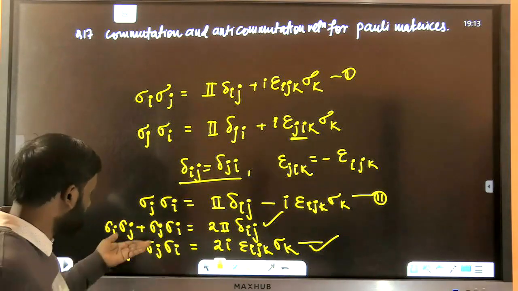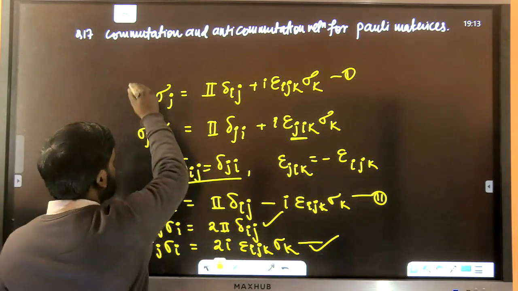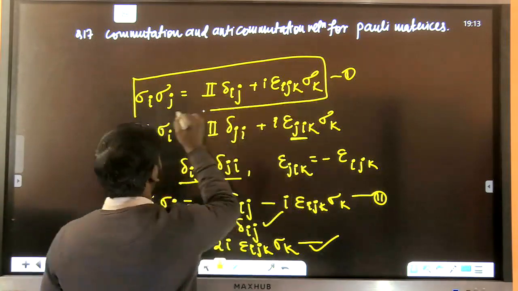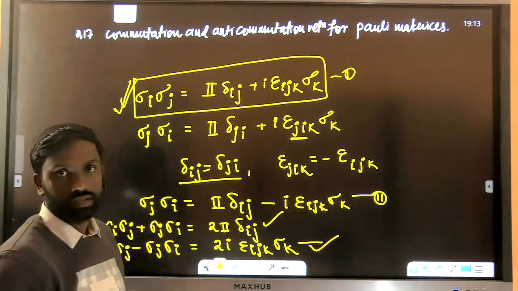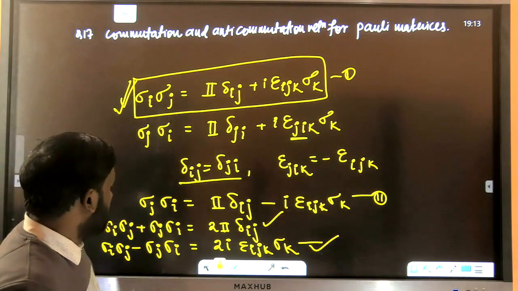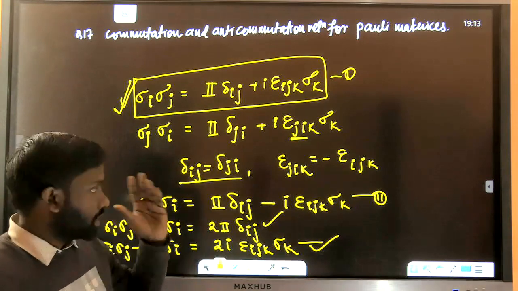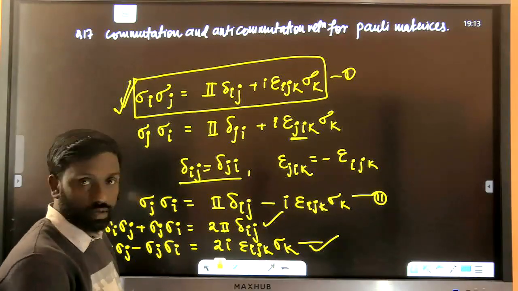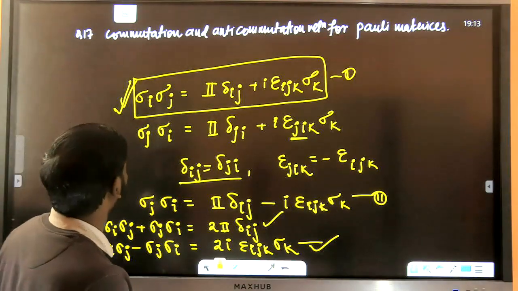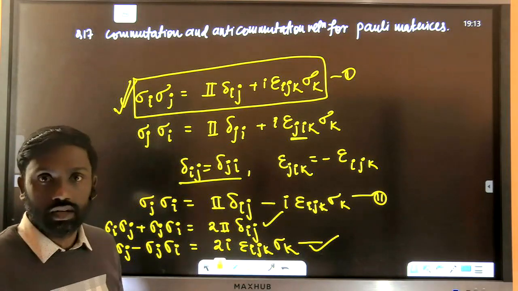So you don't have to memorize all these things. You just have to keep this in mind. So this is the basic relation for Pauli matrices. Using these commutation relations, the spin half system is defined in quantum mechanics. So this much was only asked in the examination.